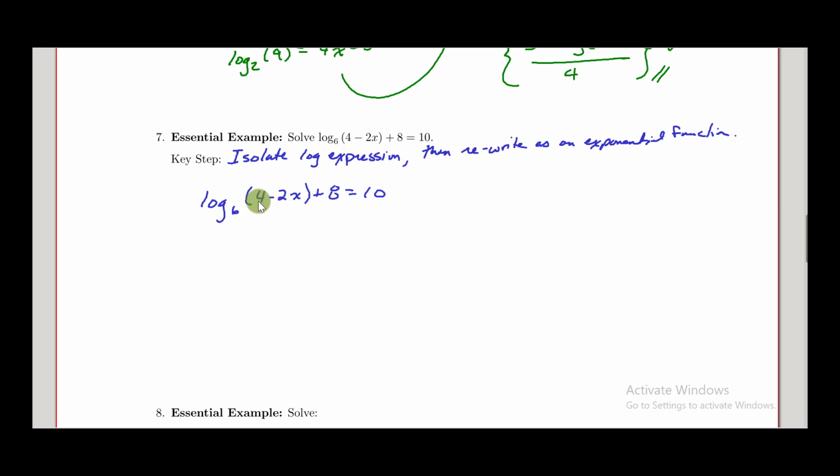But where is x? Currently, x is trapped inside this logarithm. And we're trying to isolate the variable x. So what can we do? Well, first we ought to do a little bit of rearranging. So I'll have the log base 6 of 4 minus 2x is equal to 2. Now I have isolated the logarithmic expression.